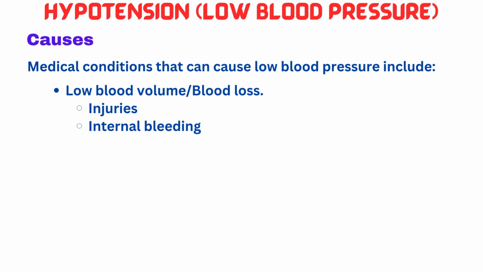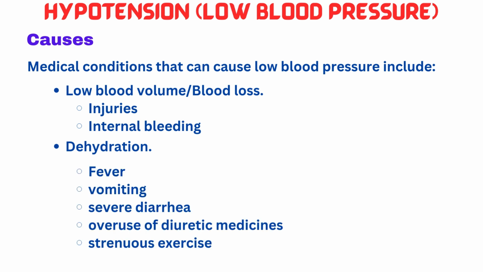Low blood volume or blood loss. Losing a lot of blood also reduces blood volume, leading to a severe drop in blood pressure. Causes of serious blood loss include injuries and internal bleeding. Blood loss from severe injuries can cause low blood pressure. Next condition is dehydration. When the body doesn't have enough water, the amount of blood in the body declines. This can cause blood pressure to drop.